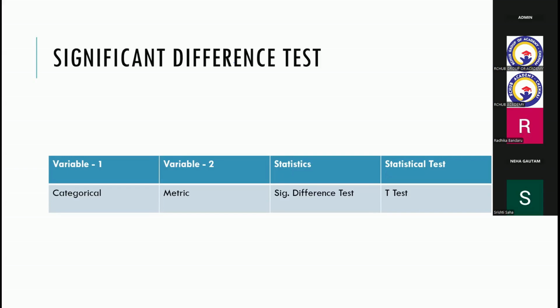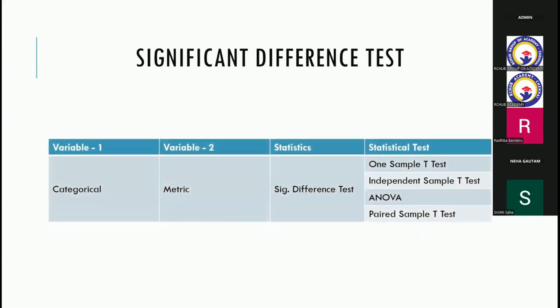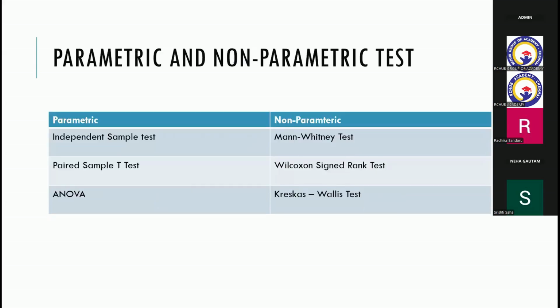So what are the t-tests? There are different types of t-test, like one sample t-test, independent sample t-test, ANOVA, paired sample t-test. We also have MANOVA, that is multivariate test, that is multiple ANOVA. So we have different types of t-test. So these are the different types of test.